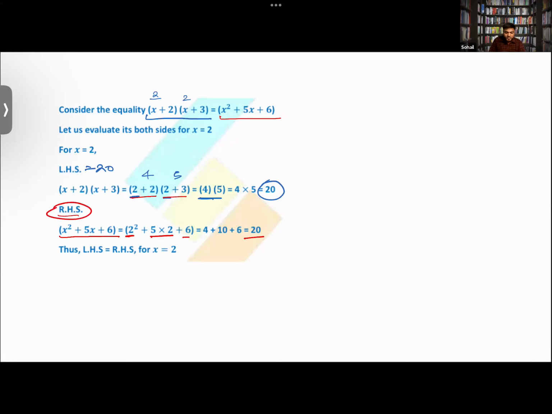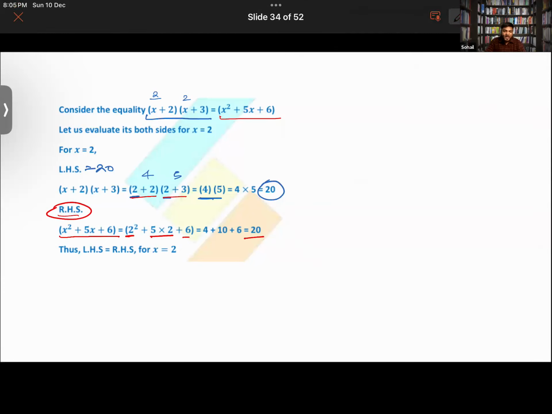So here you can see that you have actually got an equality, an identity. It says that if you have x plus 2 into x plus 3, then what do we get here? x square plus 2 into x into 3. Or it would be better to understand with this identity, otherwise everyone will get confused. See.